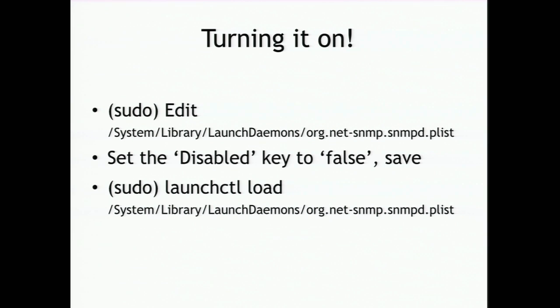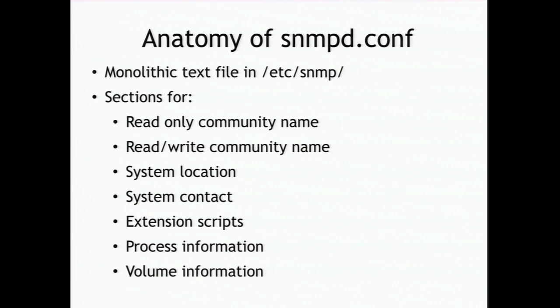Turning it on: the service is there, and there's a launchd task for it. All you have to do is edit the org.netsnmp.snmpd.plist in /System/Library/LaunchDaemons. There's a key called Disabled, which is set to true. You just edit that to false and save, and then you load the launchd task, and it will activate the service. By default, it has a preference file, snmpd.conf, which resides in /etc/snmp.